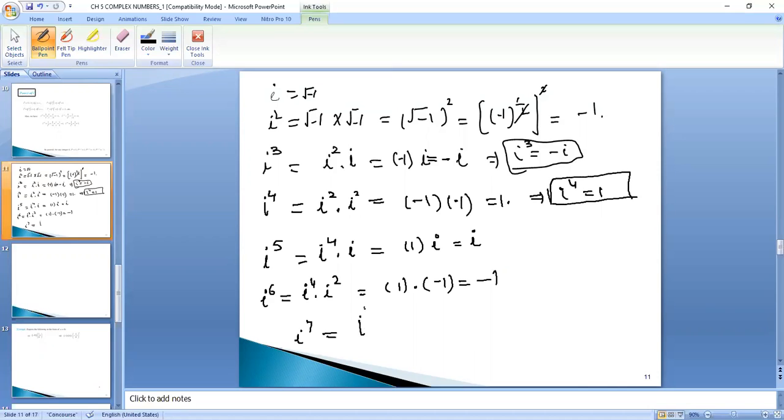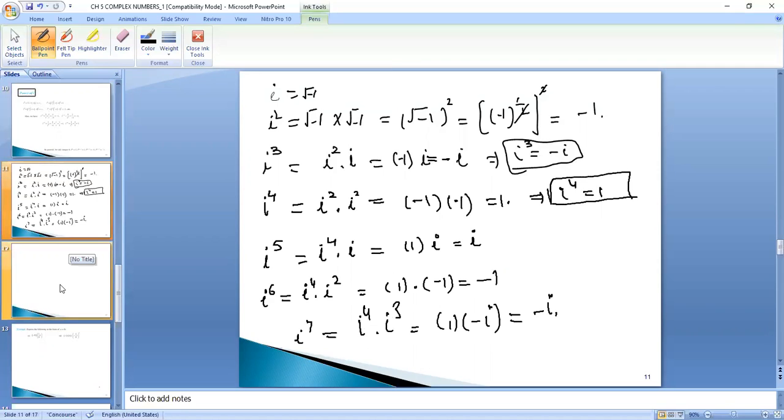I can calculate iota power 7. So iota power 7 will be iota power 4 into iota power 3. Iota power 4 is 1. Iota power 3 is minus iota. So it will be minus iota. Right? This way we can calculate any big power.